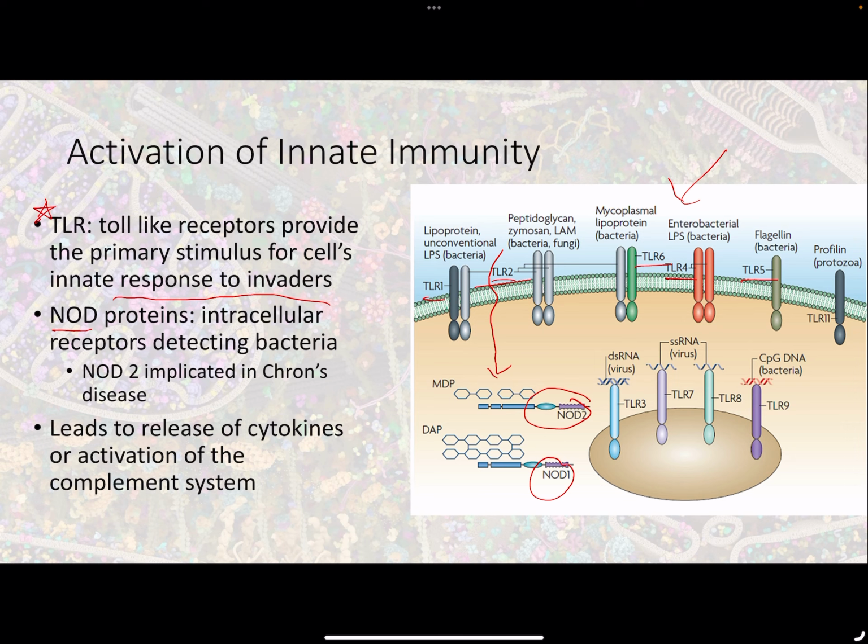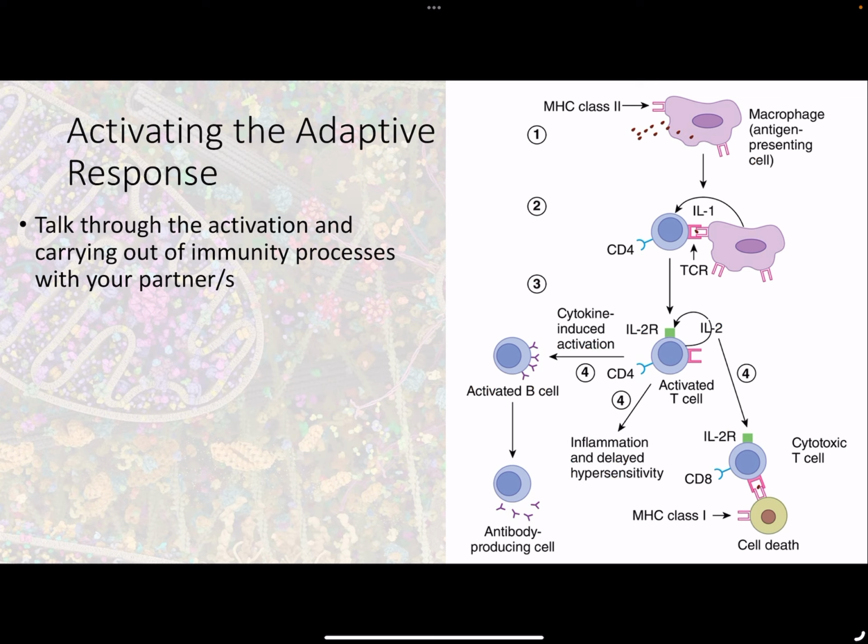And there's dysfunction in these, which is what's implicated in Crohn's disease. Both of these, when they're activated, lead to the release of cytokines or activating the complement system, which will then activate the rest of the innate immune system. How do we activate the adaptive response? It's a little bit different here.